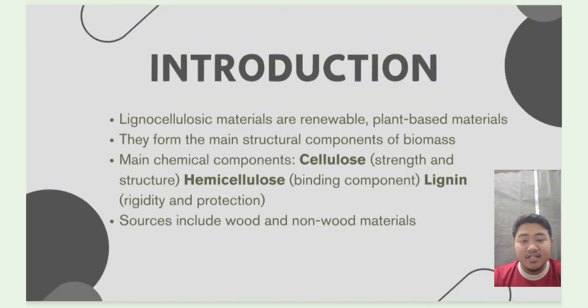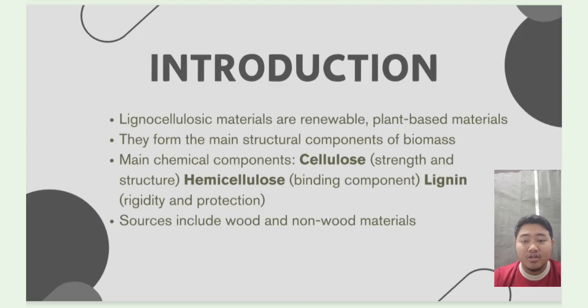The introduction is lignocellulosic material are renewable plant-based material that form the structural component of biomass. This material mainly consists of cellulose, hemicellulose and lignin. They can be obtained from wood material as well as non-wood materials such as bamboo and agriculture residues. Due to the increasing demand for sustainable resource, chemical analysis of this material is very important.